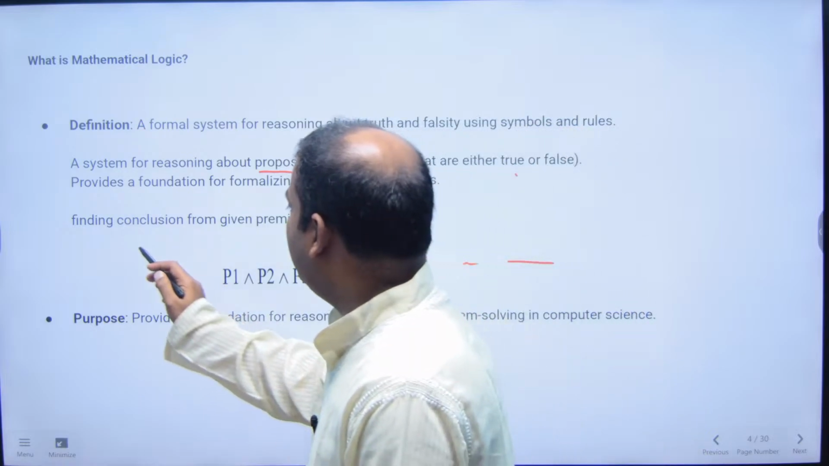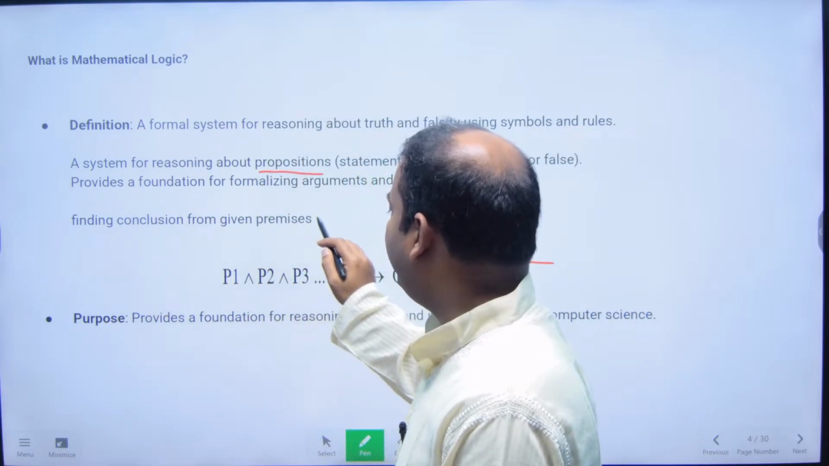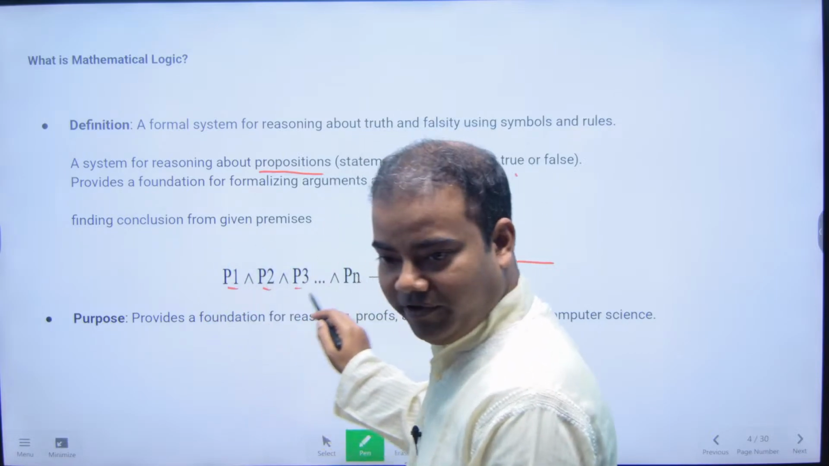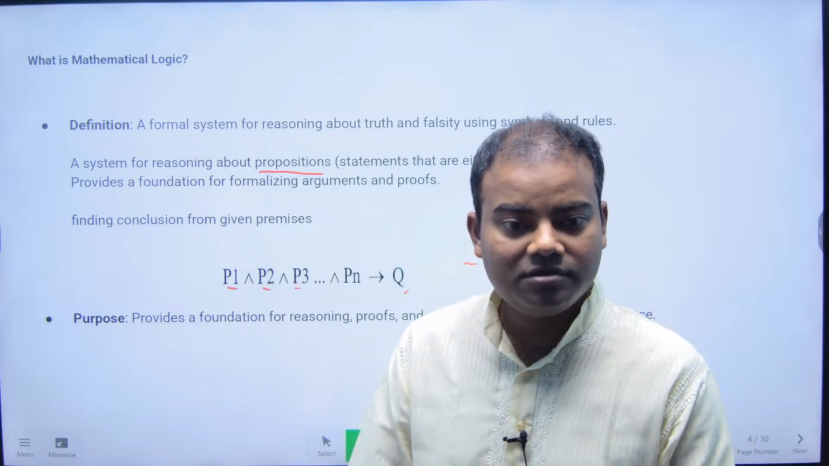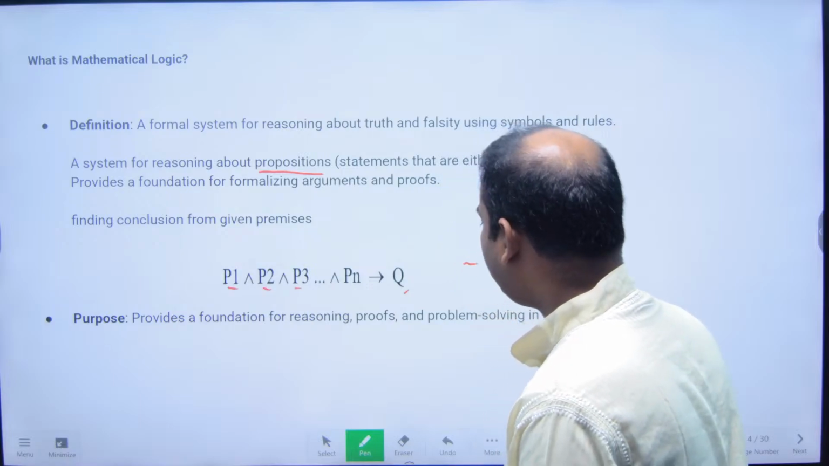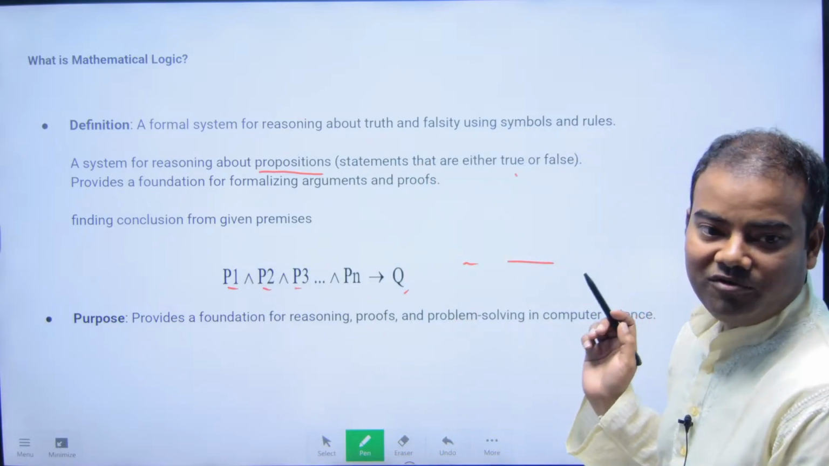And as I told you, what is logic? Finding conclusion from given premises. So if P1, P2, P3 are given, then finding Q, that is called logic. Okay. So why is logic important? From proof and problem solving in computer science.